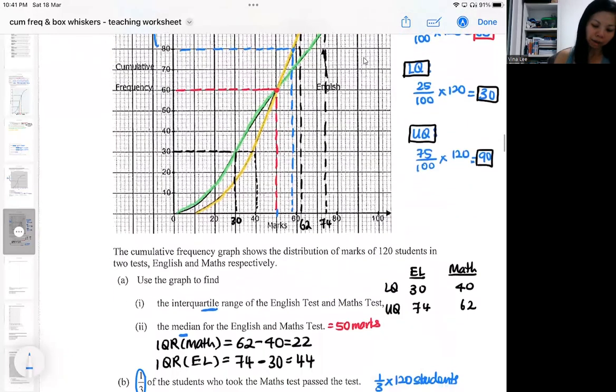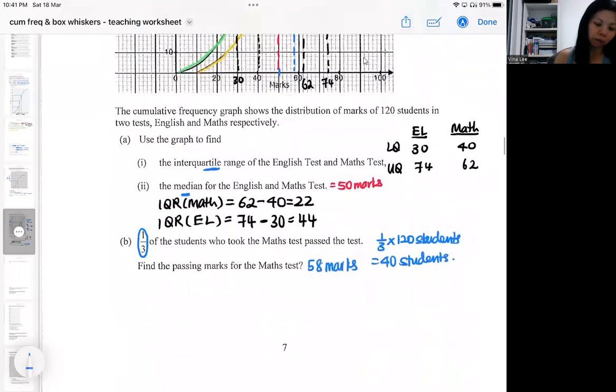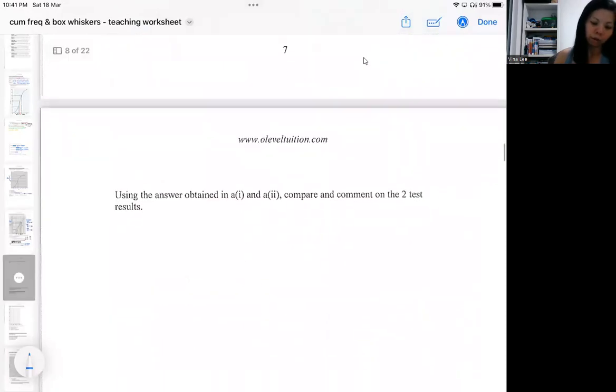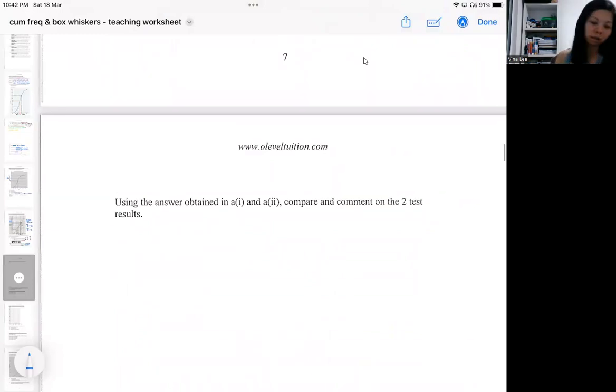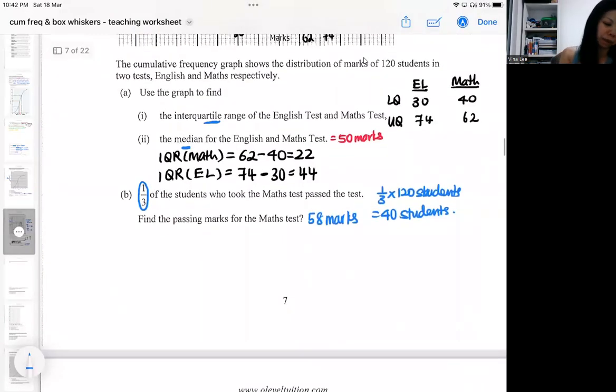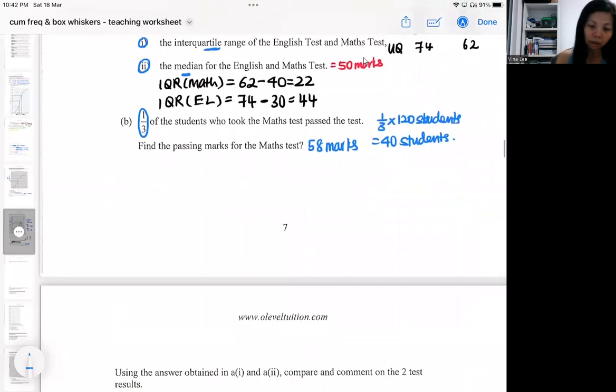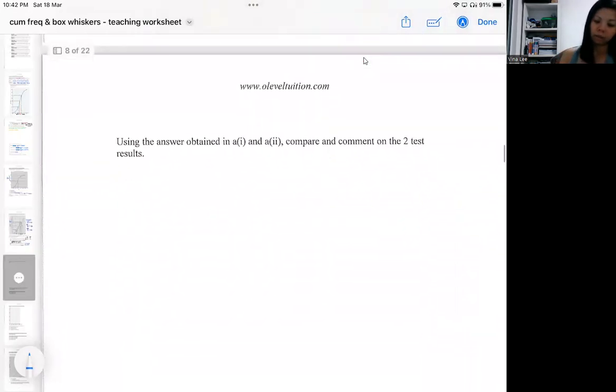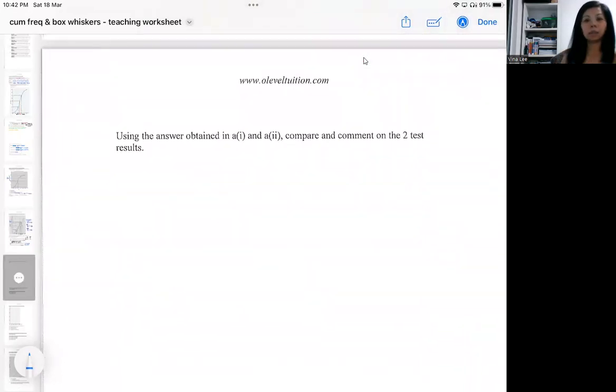Now the next part is we're going to be commenting on the two test results, based on the answers of part A and part B, part 1 and part 2. That means I have to make use of the interquartile range and the median to comment. The comment part is very similar to the mean and standard deviation. So I will usually do the statistics in a table.